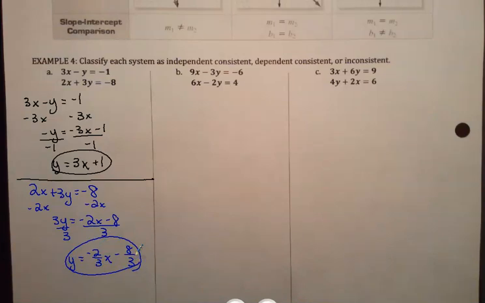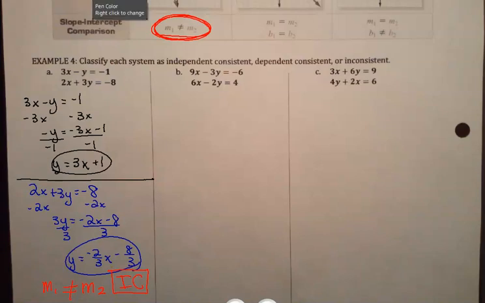Okay, so one thing to ask yourself here is, what about my slopes? How do they compare? My slope here is 3, negative 2/3 is my slope here. So my slopes are not equal. If my slopes are not equal, then my lines will intersect. And what kind of system is this? Good, that is independent consistent, the IC. So that system is independent consistent.